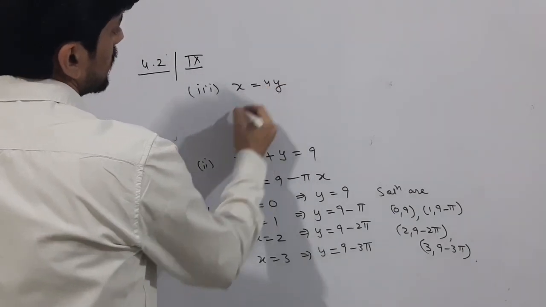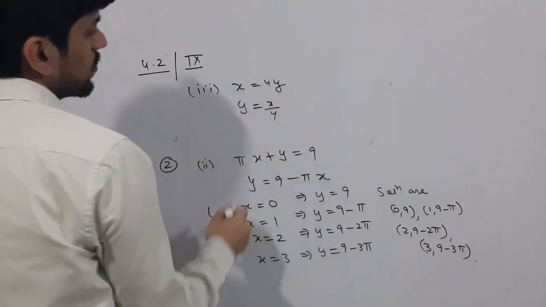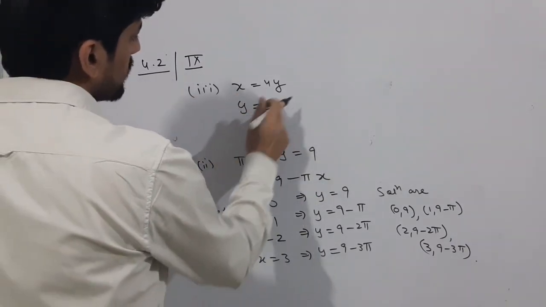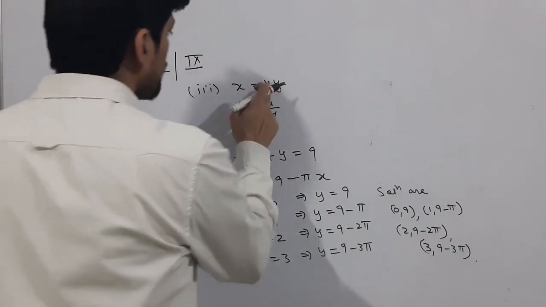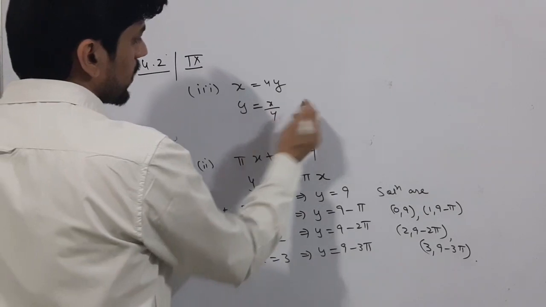In this, let us convert the value of y in terms of x. So divide by 4. So y equals x by 4. We shift this 4 to the left side and then write the equation again. Y equals x by 4.